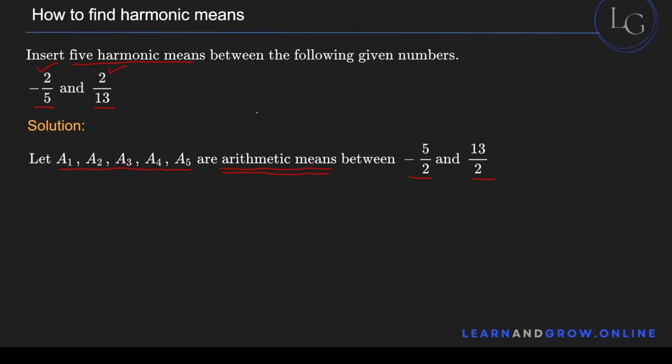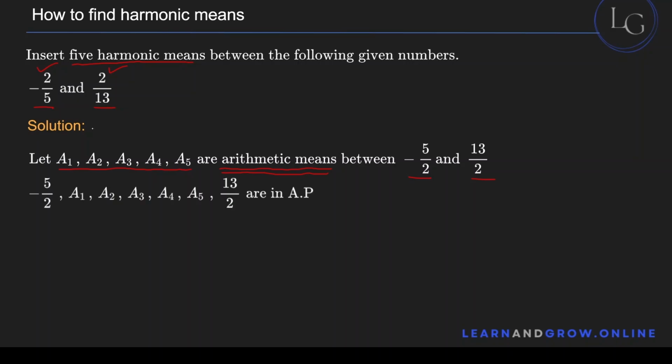And as you know, the reciprocal of a harmonic progression is an arithmetic progression, and the reciprocal of an arithmetic progression is a harmonic progression. So that's why we have done this. We will treat this as an arithmetic mean for the while, and then we'll convert it back to a harmonic progression later on at the end.